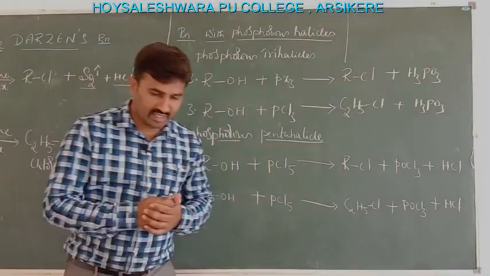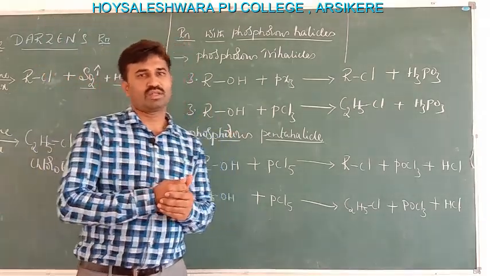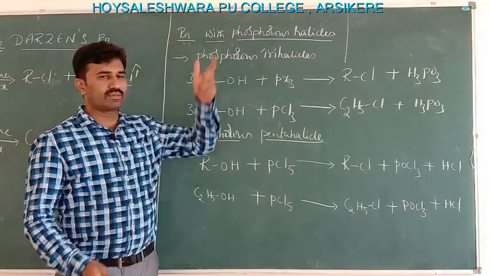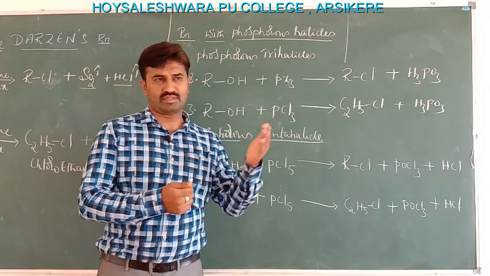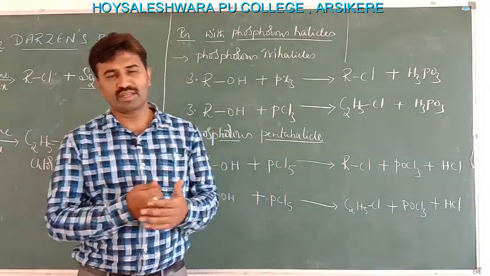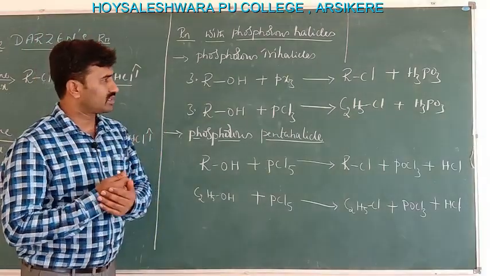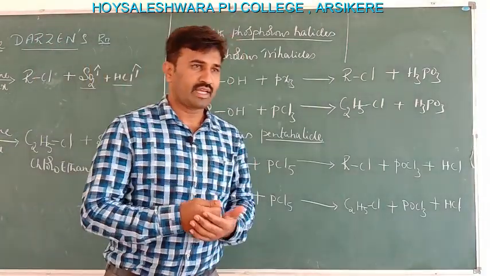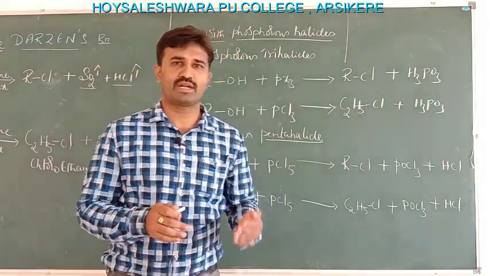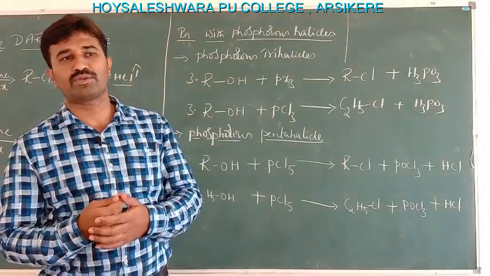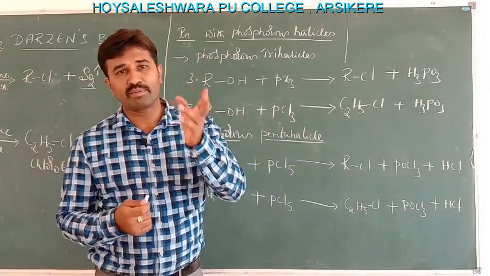Okay. The next reaction, under the category of reactions involving cleavage of the carbon-hydroxyl bond, is the reaction with phosphorus halides. Phosphorus can form two types of halides: phosphorus trihalides and phosphorus pentahalides. Among the phosphorus trihalides, PCl3 can be used, and even PBr3 and PI3, that is phosphorus tribromide and phosphorus triiodide, can also be used. But those two, PBr3 and PI3, can be prepared in situ.